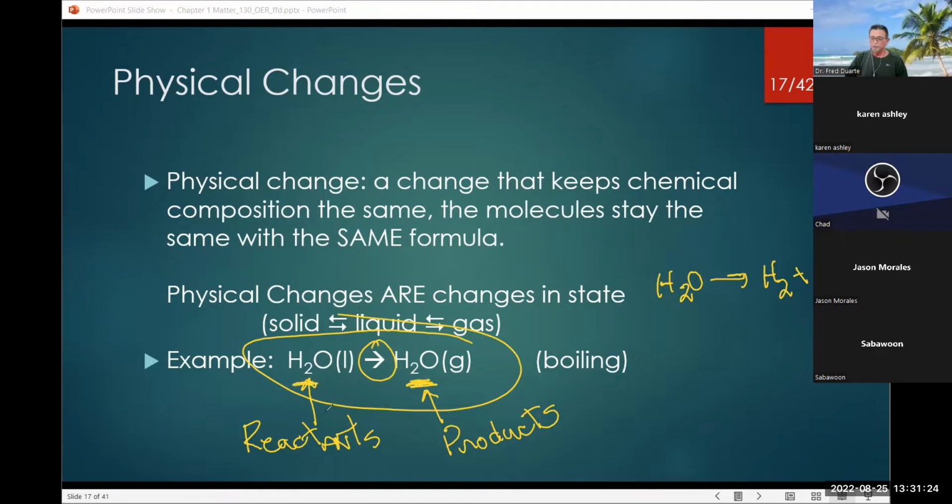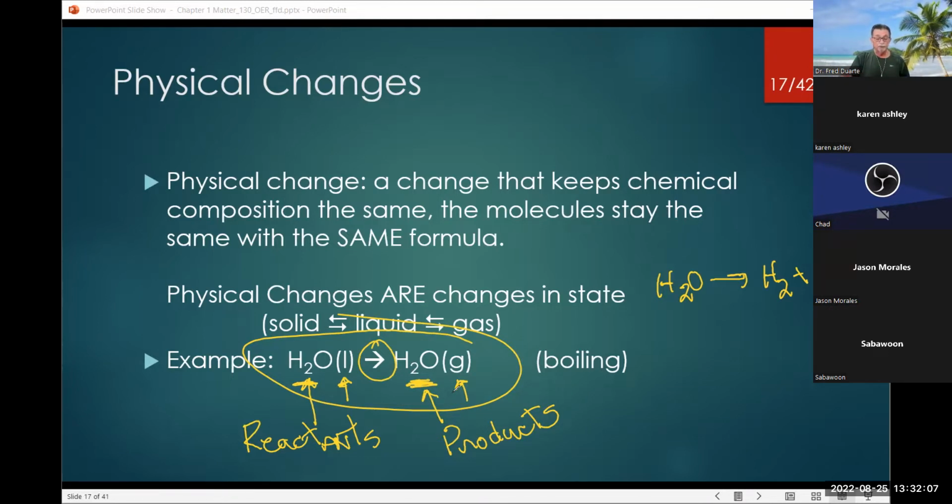In this scenario, even though you may not know what's going on, what does that 2 mean? It's a subscript telling you there are 2 hydrogen atoms, and then we've got an oxygen atom. They're all bonded, and we're going to learn how they're all bonded and put together. But you can see that H2O in the beginning remains H2O as a product. The only thing that's changed is we write in parentheses its physical state. In this case, L represents a liquid, and G on the product side represents a gas. So H2O as a liquid went to H2O as a gas. So that is a physical process.